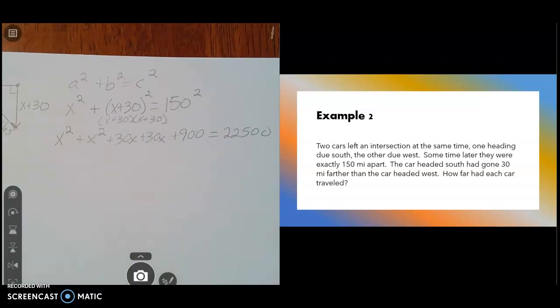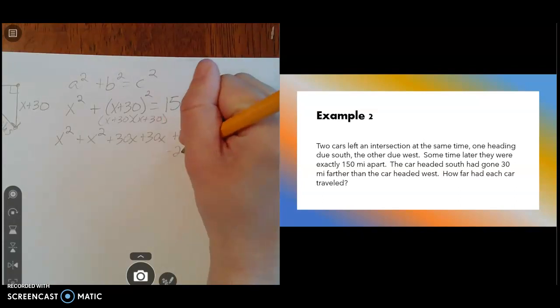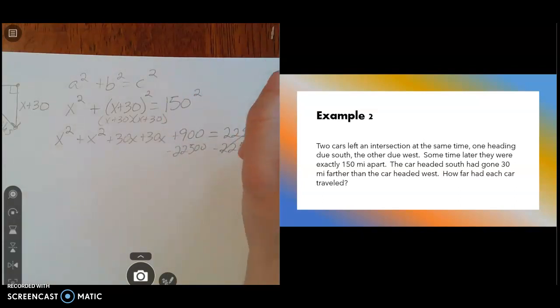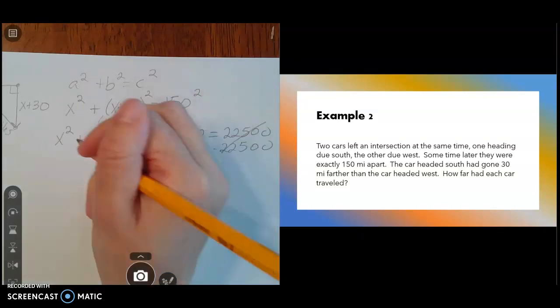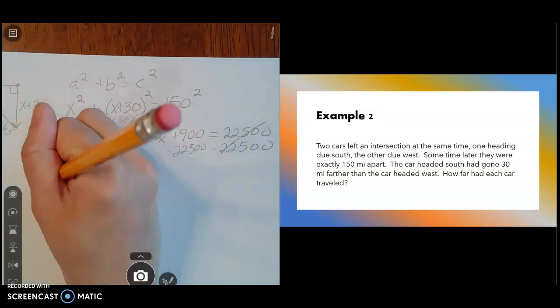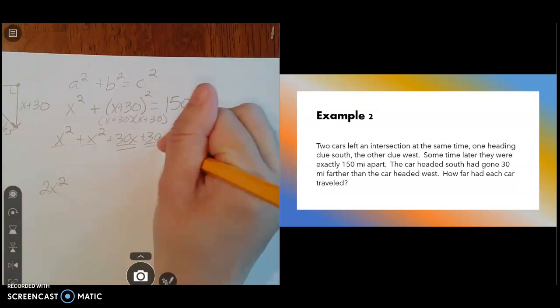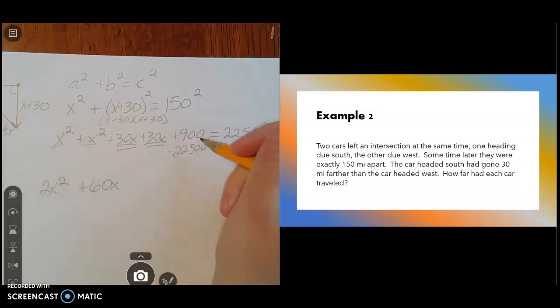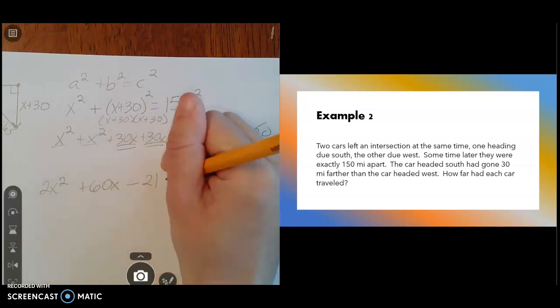I think we can combine some like terms and at least get everything on the same side. I notice at this point that it is going to be a quadratic equation. So I'm going to go ahead and subtract 22,500 from both sides so that it equals 0, and we can get things in standard form. X squared plus x squared are like terms. That'll be 2x squared. 30x plus 30x is positive 60x. And if I do 900 minus 22,500, I get negative 21,600.